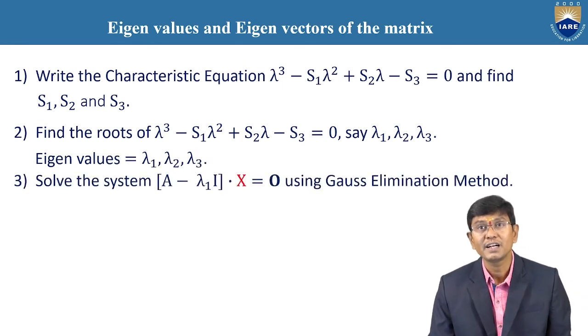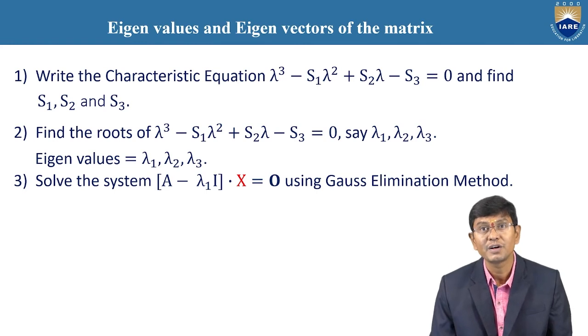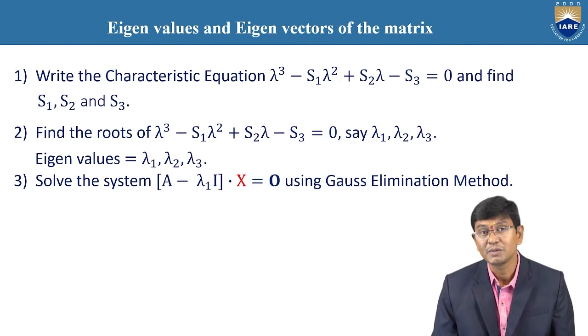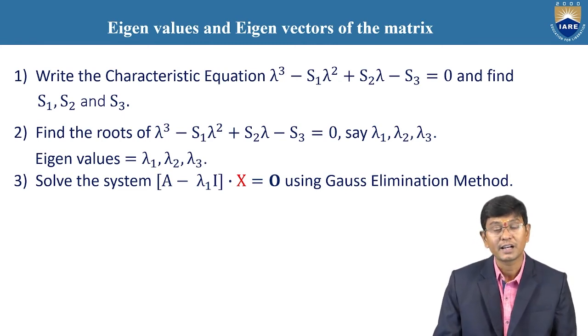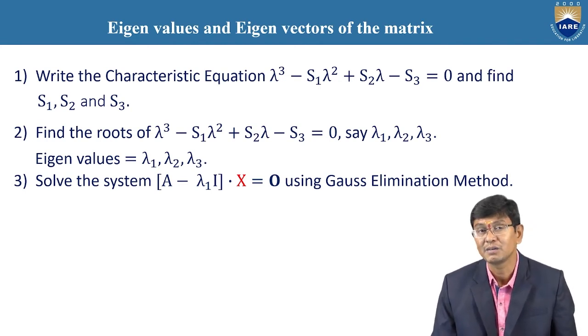Therefore, after finding the eigenvalues lambda 1, lambda 2, lambda 3, we need to solve the system (A minus lambda I) x is equal to 0 using the Gauss elimination method, or if possible the echelon form, or by using any one of the cross multiplication processes.